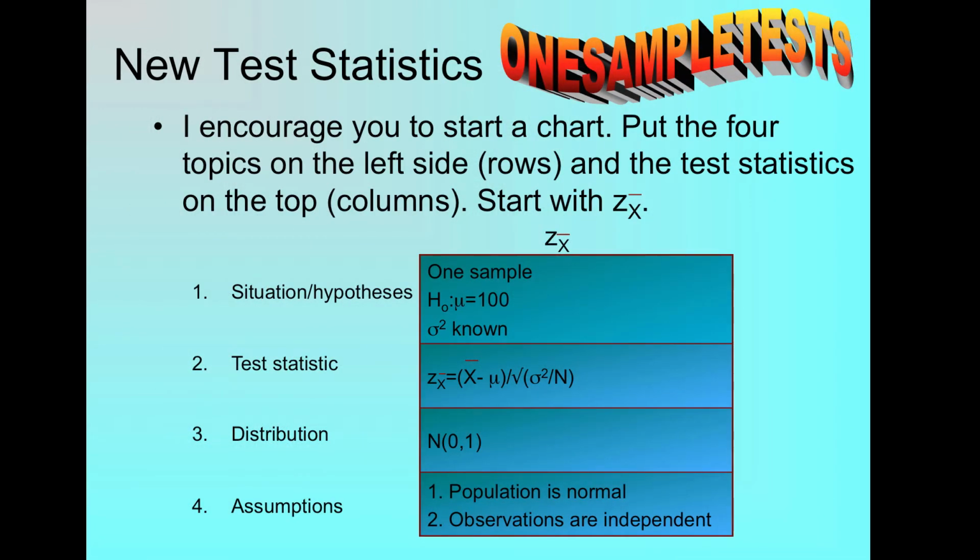And here is the information about Z that we've covered before. I encourage you to create a similar kind of chart for each of these test statistics so you can kind of side by side compare Z with T. So what you want to do is put the 4 topics I just mentioned on the left side. Okay, the situation, the test statistic, the distribution for that test statistic, and its assumptions. And the test statistic itself goes on the top. So put Z here, and then on the next slide you can put T over here.